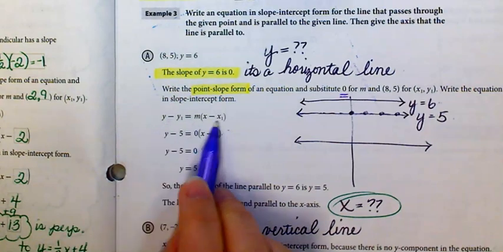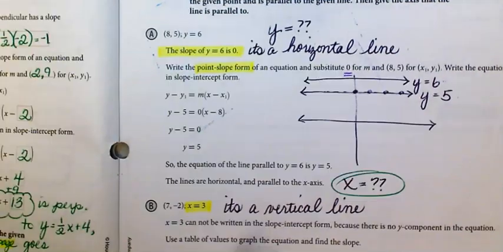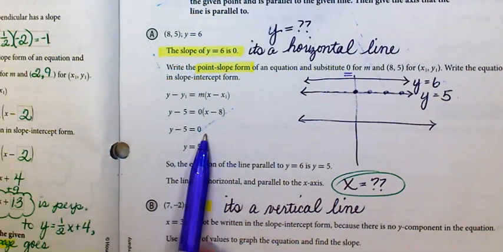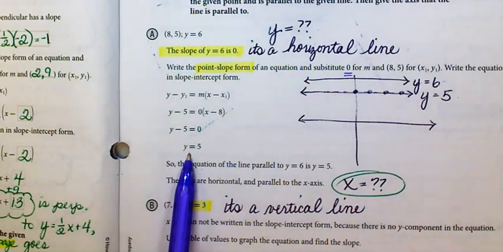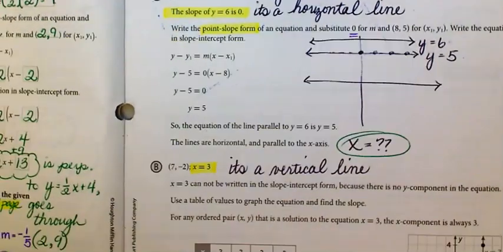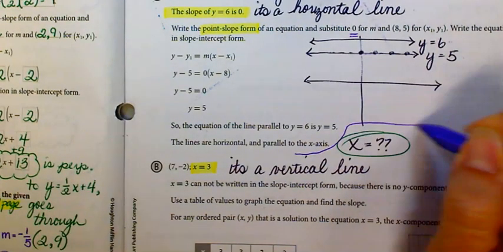y minus y1 equals m times (x minus x1). y minus 5 equals 0 times (x minus 8). Do a little math, and you come up with just y equals 5. So the equation of the line parallel to y equals 6 is y equals 5. The lines are horizontal and parallel to the x-axis.